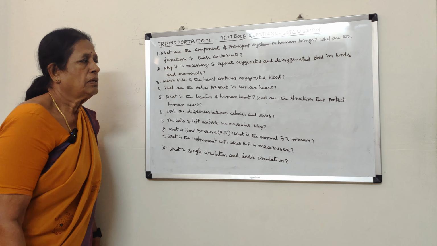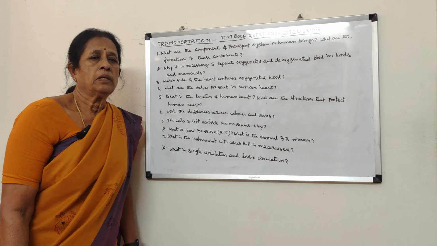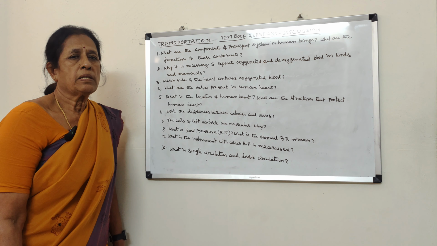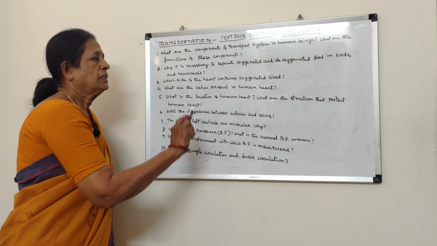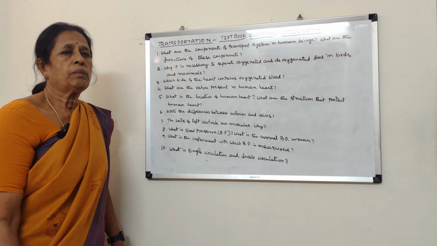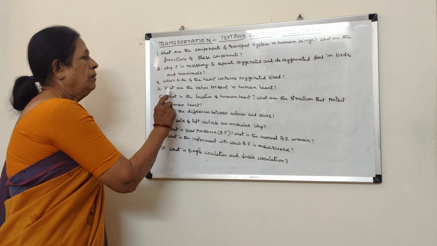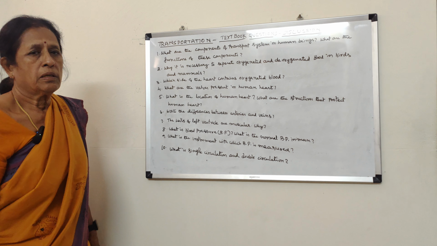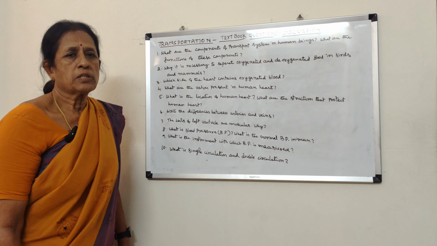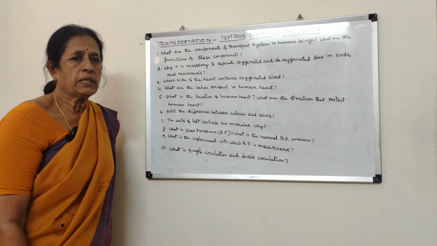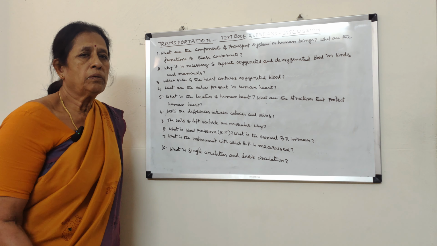Next, which side of the heart contains oxygenated blood? The left side of the heart chambers, that is left atrium and left ventricle, contain oxygenated blood, and right atrium and right ventricle contain deoxygenated blood. What are the valves present in the human heart? Valves are door-like structures. They allow the blood to flow only in one direction. They prevent backward flow of blood.